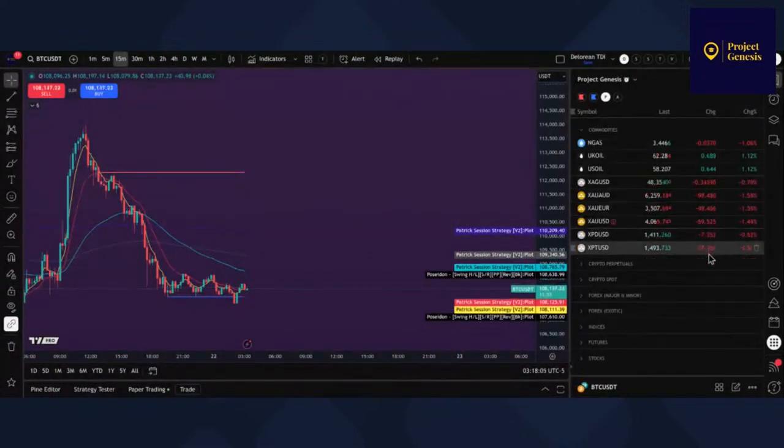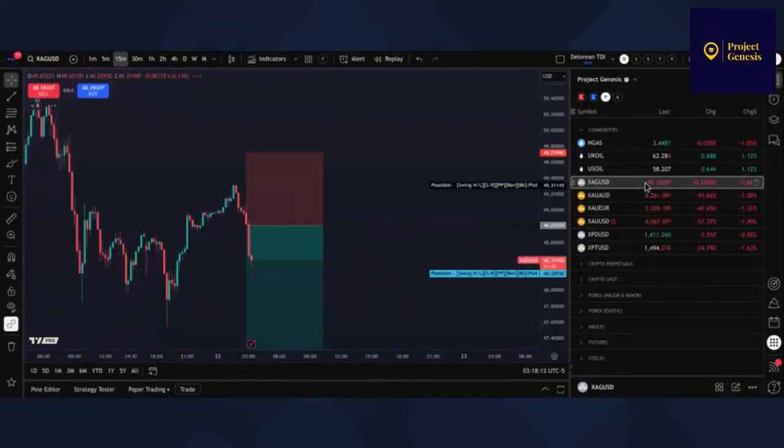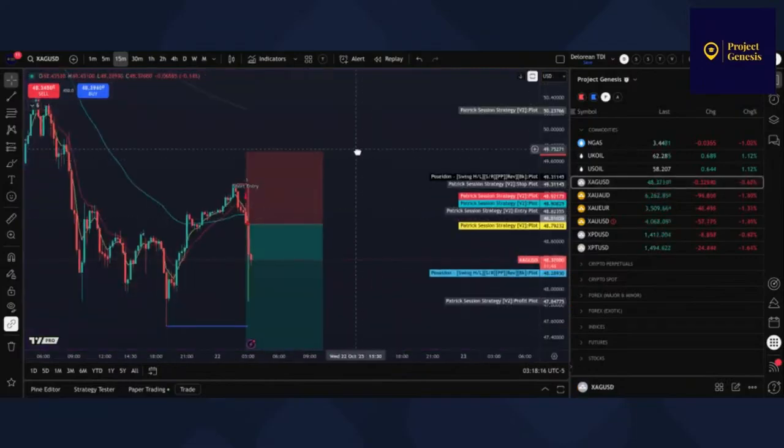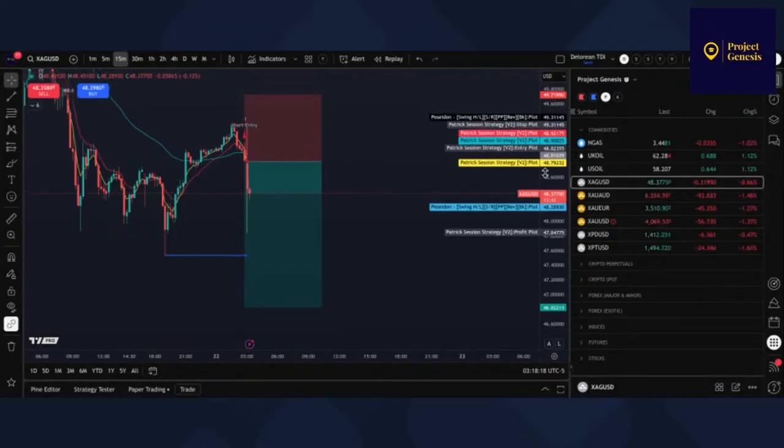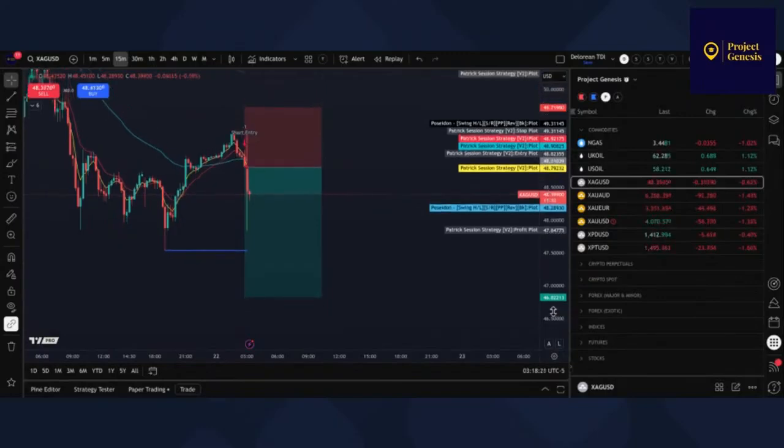Meanwhile, precious metals are tanking again, which is great because we just called a sell on silver, which should be nicely into profit now, and it is. We're targeting 46.82213. Very, very nice entry.